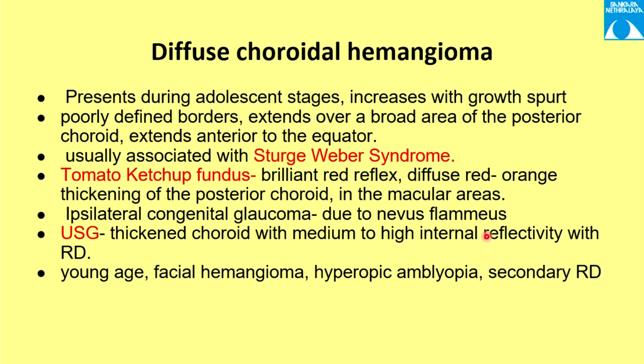Diffuse hemangiomas, on the other hand, present with systemic associations, mostly Sturge-Weber. These tumors are extremely bright. They have this brilliant red reflex. They are reddish to orange in color. As soon as you put the IDO, you see this tomato ketchup-like fundus appearance. On ultrasound, it again shows the thickened choroid with medium to high internal reflectivity. Sometimes these patients can develop glaucoma, a congenital glaucoma due to nevus flammeus.